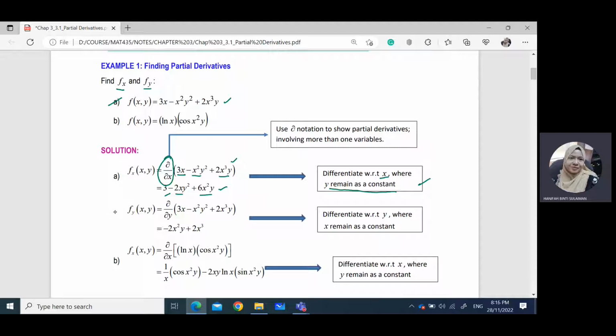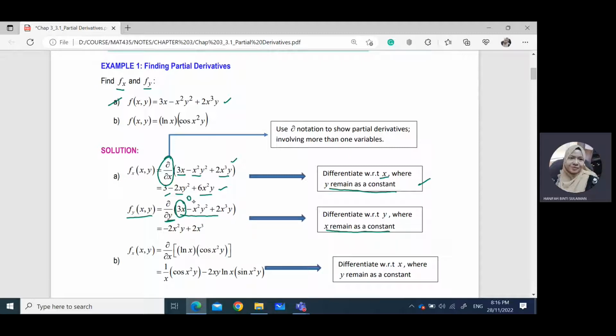Okay, so next, the partial derivative with respect to y of the function. This means that we need to differentiate with respect to y the given function, which is 3x minus x squared y squared plus 2x cubed y. Okay, so x remains a constant. So here, we want to differentiate with respect to y, so x remains a constant. So x will be a constant. Now we differentiate with respect to y on 3x. 3x is a constant.